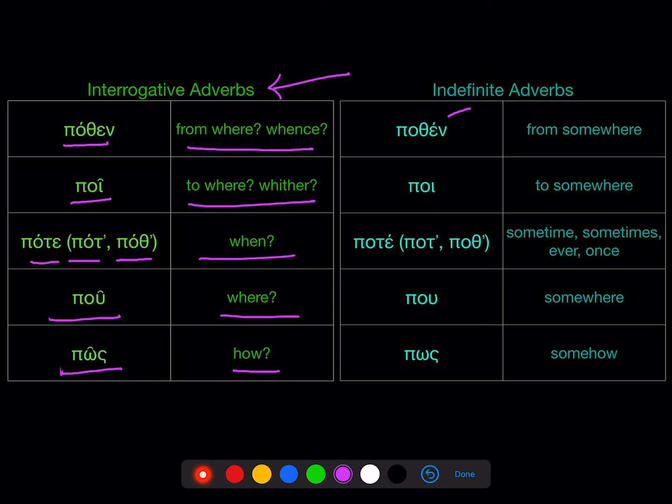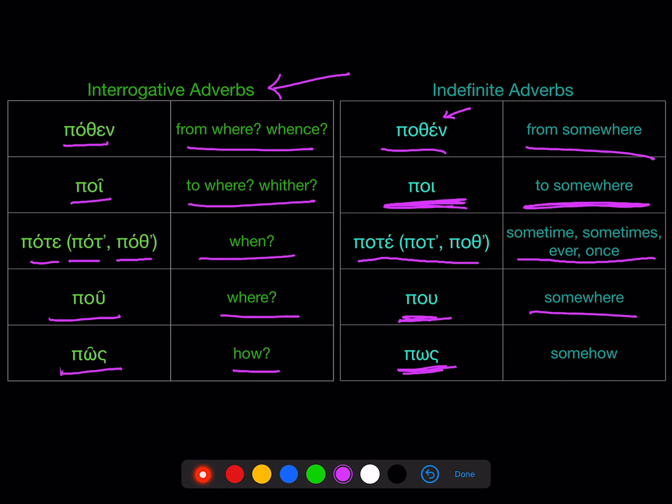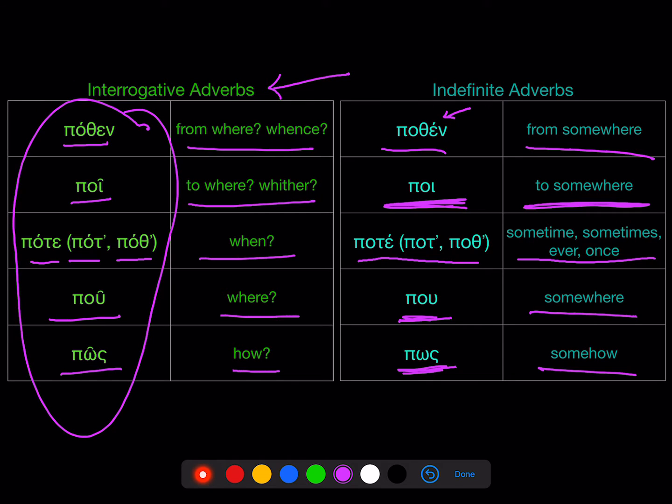So the disyllabic forms are printed with an accent over the ultima, but they're not always going to have that accent. And the monosyllabic forms are printed with no accent at all. And we have pothen, from somewhere; poi, to somewhere; pote, pot or poth, sometimes, ever, once, so an indefinite form of when; pou, somewhere; and pos, somehow. All right, so a whole new set of direct interrogatives that have an accent and a whole new set of indefinite adverbs that are enclitic.